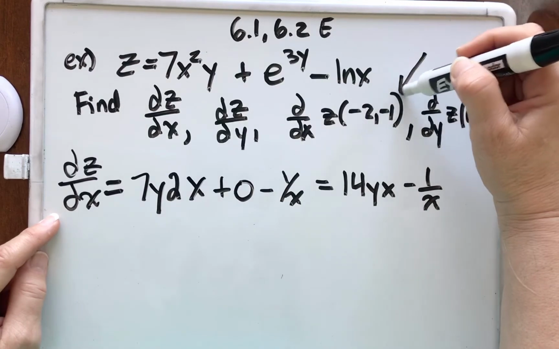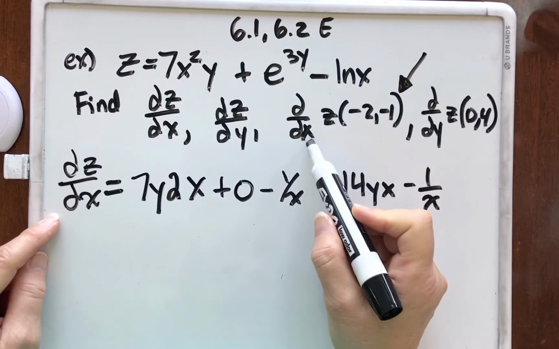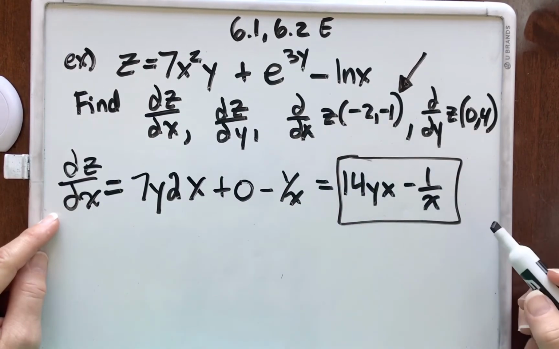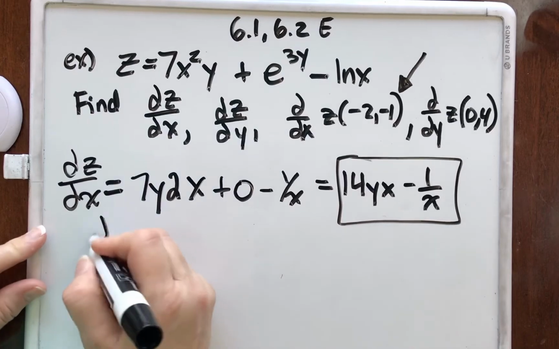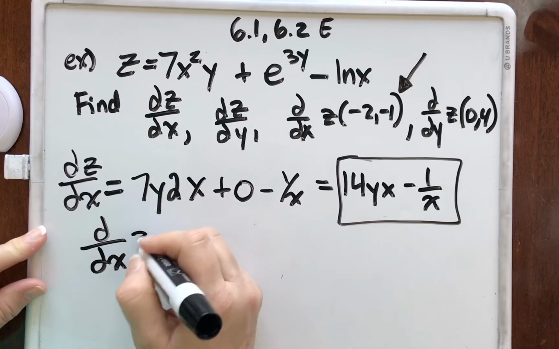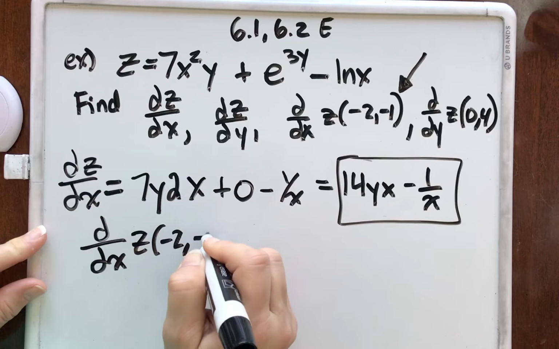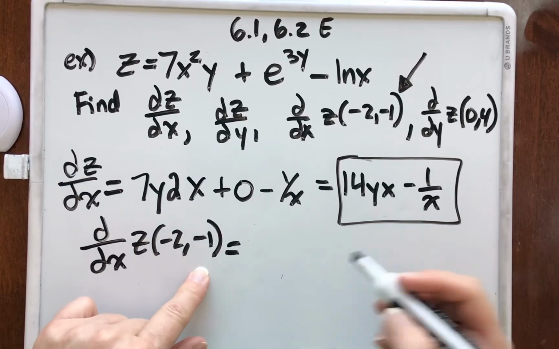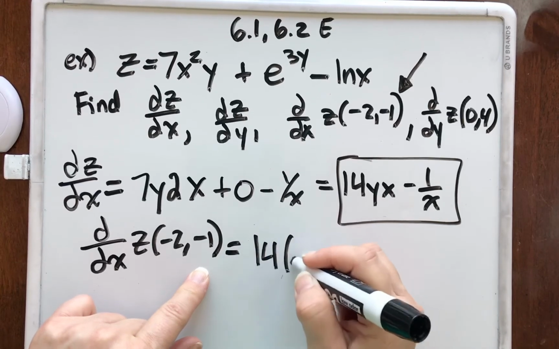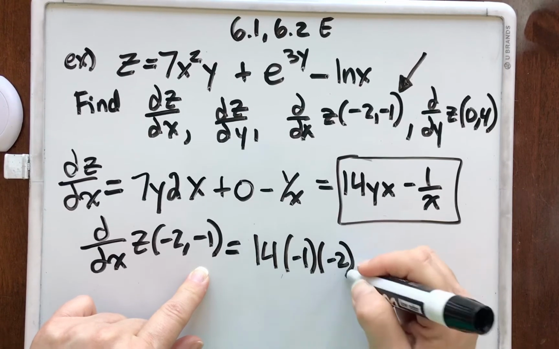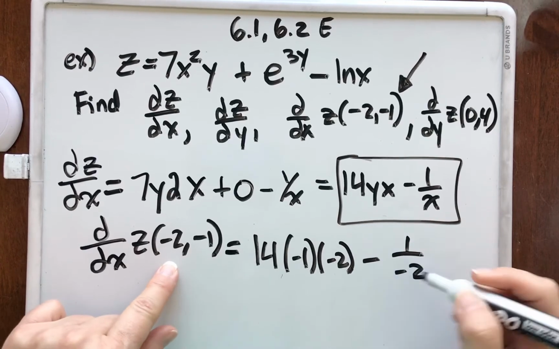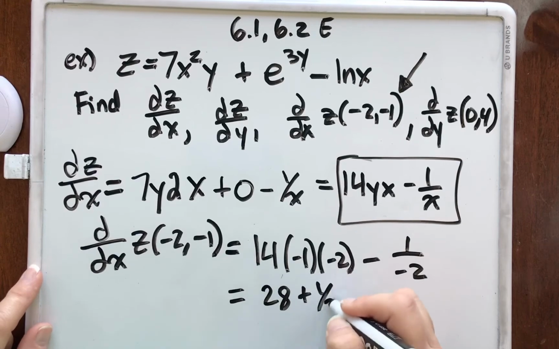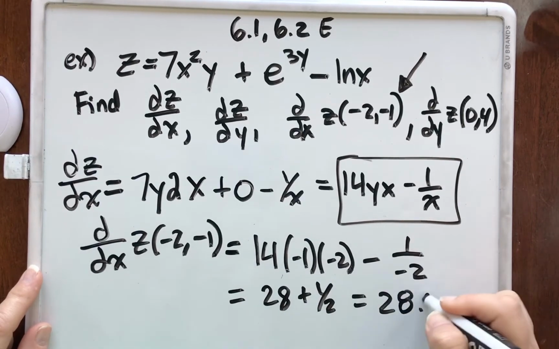Now let's do this problem right here because we already have our formula out. Okay, so the partial with respect to x at the point -2, -1, we're going to put a -2 wherever we see an x and a -1 wherever we see a y. So 14 times -1 times -2 minus 1 over -2. So this is positive 28 plus a half, which is 28.5.